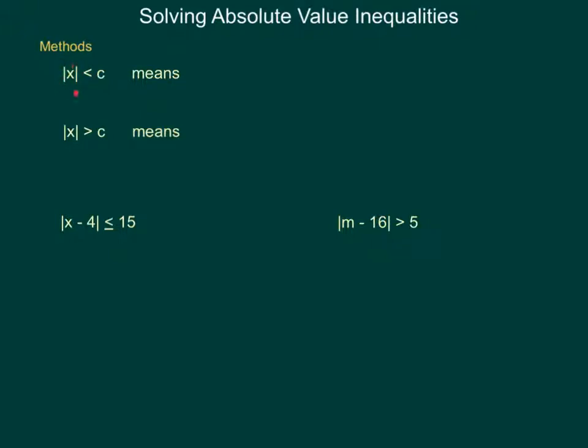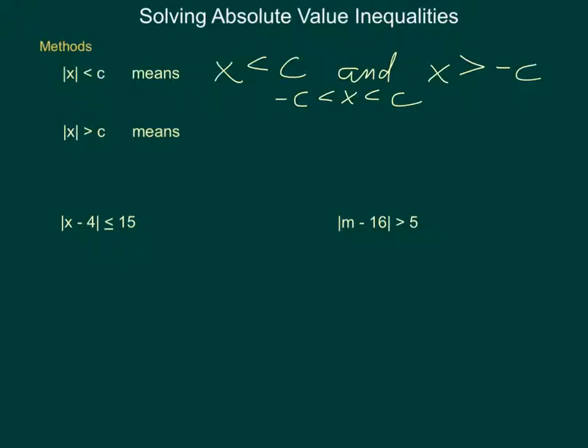But if that is all that remains and is less than c, the way we interpret this is that x is less than c and x is greater than the opposite of c. Or we could write this as negative c is less than x, which is less than c. So if our absolute value is less than, then we have an and situation. Think of this in terms of distance, because remember absolute value means distance from 0. We are less than c units away from 0.